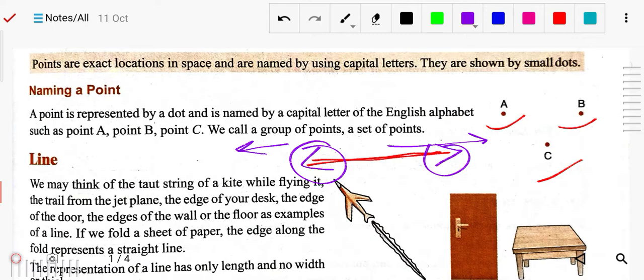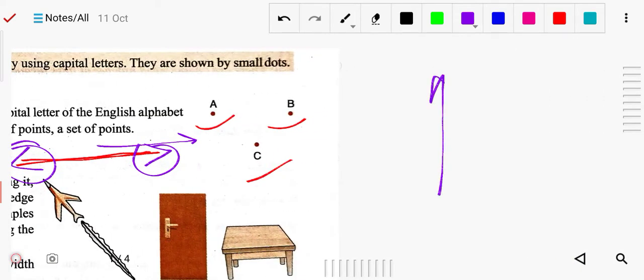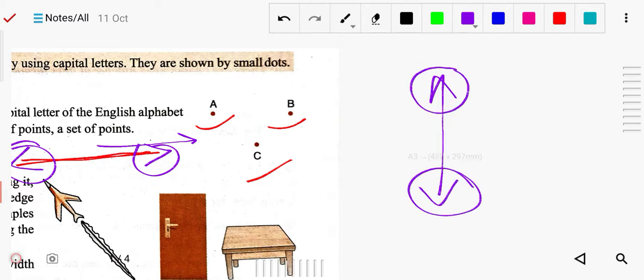You can draw it like this also. This is also your line, and these arrows show that it will keep on going. It will not stop. This side will also increase, and this side also it will increase. So line has no end point, but line has only length, no width, no thickness. The representation of line is only length, no width or thickness. This is all about line.